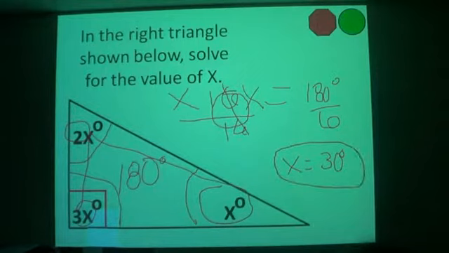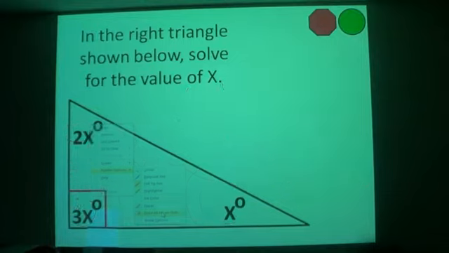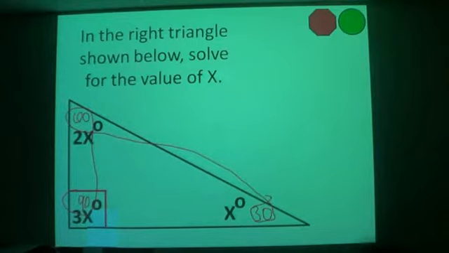So 3 times 30 is 90. Now let's just erase all this stuff here. 3 times 30 is 90, and 90 is a right angle, so that worked. And 2 times 30 is 60, and so that looks pretty good. And 1 times 30 is 30, so yes, 90 plus 60 plus 30 does equal 180.